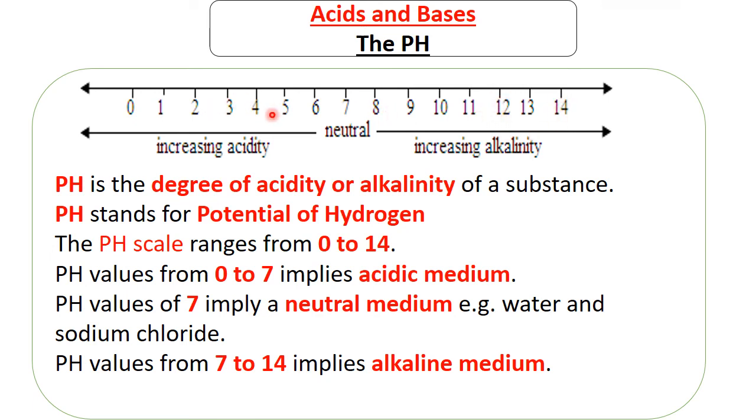Also, when you go to acids, the lower you go, the greater the acidity. Meaning that if you have two solutions, one gives you a pH of 1, the other one gives you a pH of 4. The one that gives you a pH of 1 is more acidic as compared to the one that gives you a pH of 4. So that's how the pH works. This information is what I've just described here.